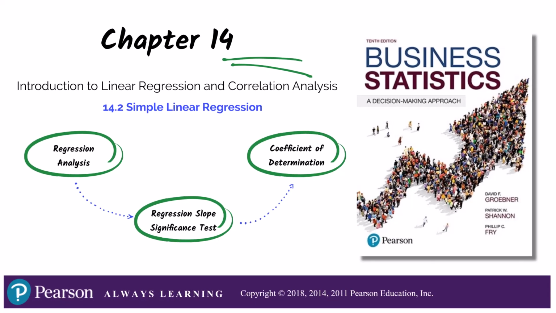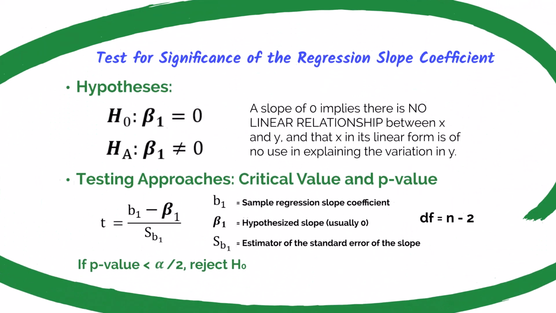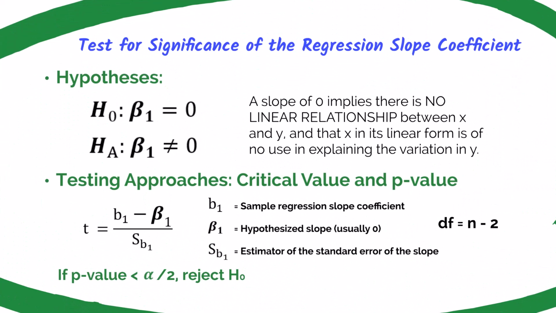Let's now learn how to run a hypothesis test for the significance of the regression slope. If you recall from the prior video related to the correlation coefficient, since we've used sample data to calculate the sample correlation coefficient, we needed to conduct a test of significance on that coefficient. We will do that again here to test if the regression slope coefficient, or beta sub 1, is statistically significant.